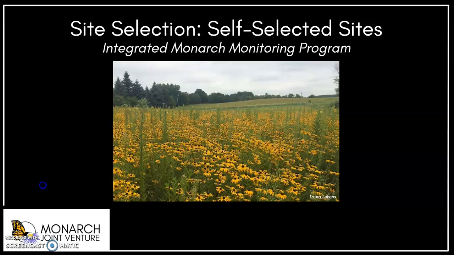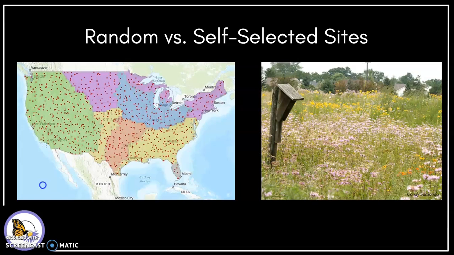The IMMP allows participants to monitor random and non-random, or self-selected, sites. A random site is recommended for those who can do this. It's a site that's been selected by the program and can be adopted by you. A self-selected site is for people who cannot access random sites near them, or who are charged with monitoring certain properties, like the parks they work for, or who have personal properties they strongly prefer to monitor. Thank you for using the IMMP to track monarchs and their habitat on your site.